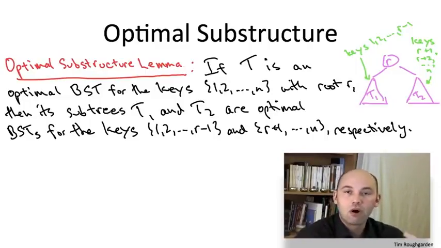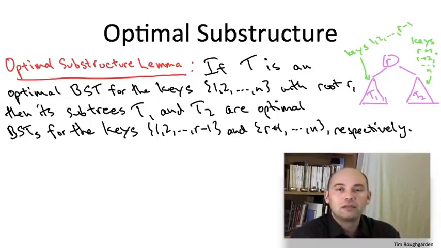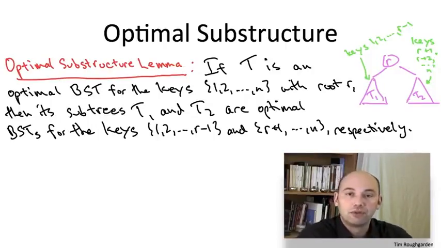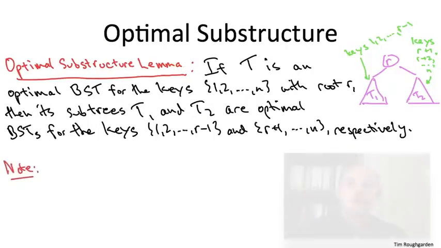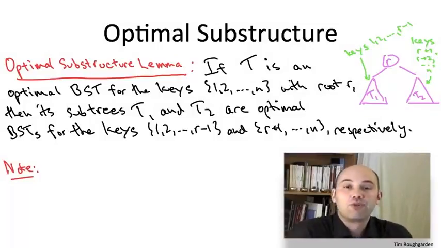Moreover, T1 and T2 are in their own right valid search trees for these two sets of keys. And finally, and this is what we proved in the last video, they're optimal for their respective subproblems. T1 is optimal for keys 1 through R-1 and the corresponding weights or probabilities, and T2 is optimal for R+1 through n and their corresponding frequencies. So let's now execute our dynamic programming recipe.